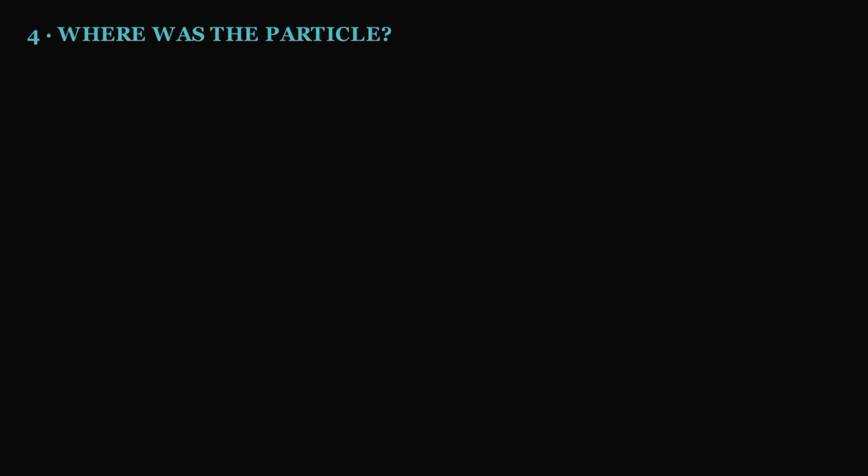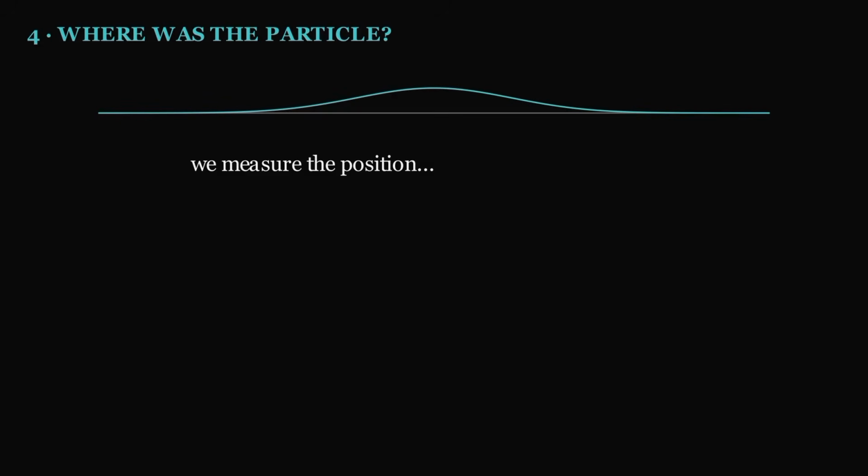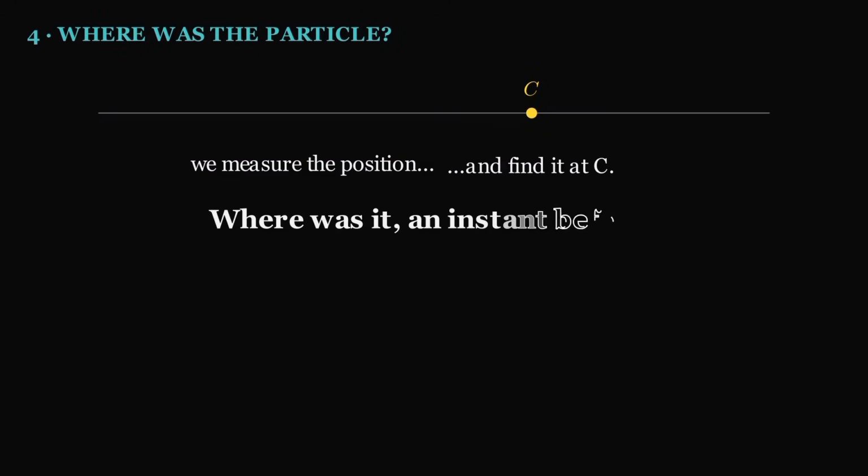The statistical interpretation raises an uncomfortable question. Say we measure a particle's position and we find it at a specific point, call it C. Fair enough, but here's the question that split physics for most of the 20th century: where was the particle an instant before we measured it? There were three serious answers.